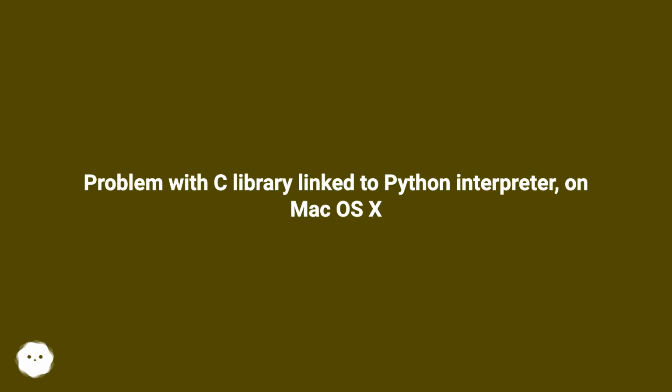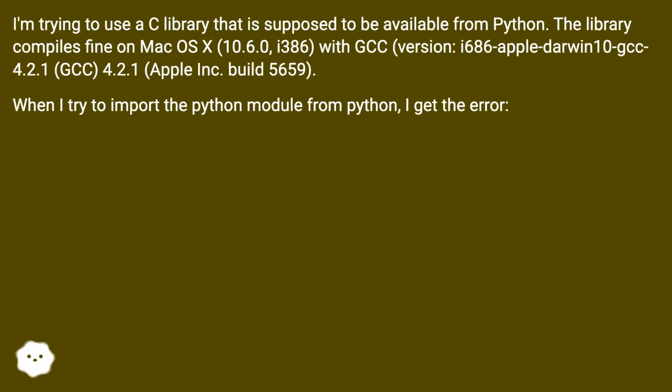Problem with C library linked to Python interpreter on Mac OS X. I'm trying to use a C library that is supposed to be available from Python. The library compiles fine on Mac OS X 10.6.0 i386 with GCC version i686-apple-darwin10-gcc-4.2.1 (GCC) 4.2.1 (Apple Inc. build 5659). When I try to import the Python module from Python, I get the error.